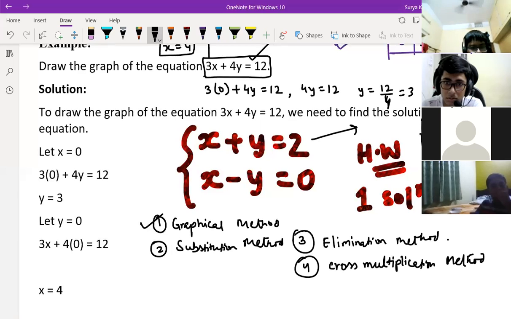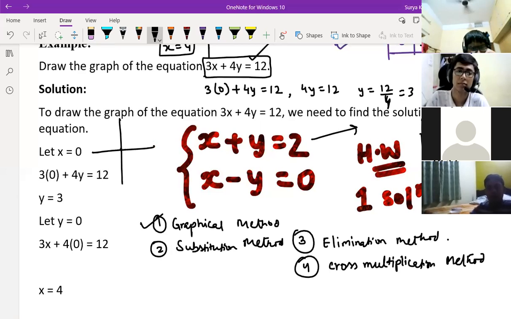Which part didn't you understand? Means how to represent 0 comma 2, sir. 0 comma 2 is a point, Sai Charan. 0 comma 2 is a point. Why are you not understanding? See here, this is a graph. 0 comma 2, where x is 0 and y is 2. So this is 0 comma 2. That's it.